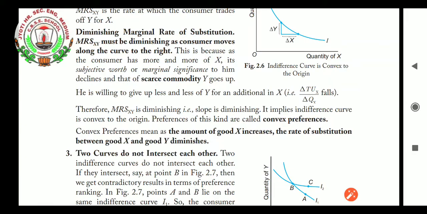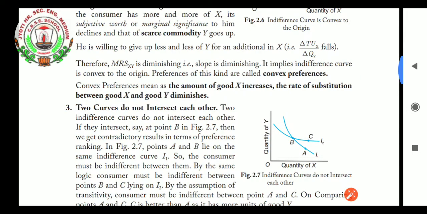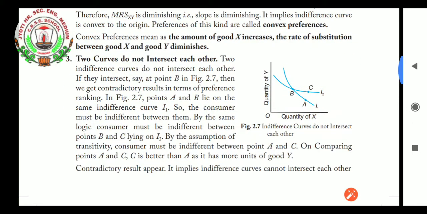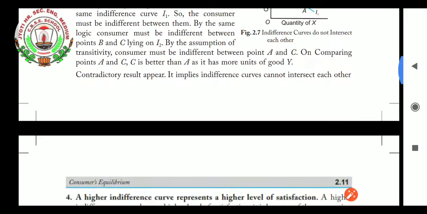Convex preferences means as the amount of good x increases, the rate of substitution between good x and good y diminishes. Two curves do not intersect in indifference curve. Two indifference curves do not intersect each other. If they intersect, say at point B in figure 2.7, then we get contradictory result in terms of preference ranking.